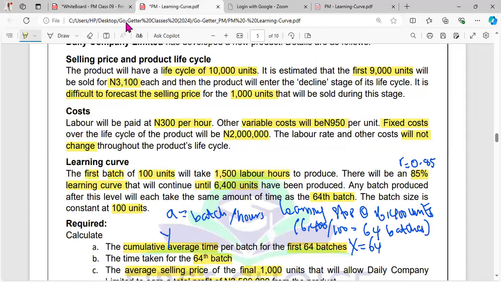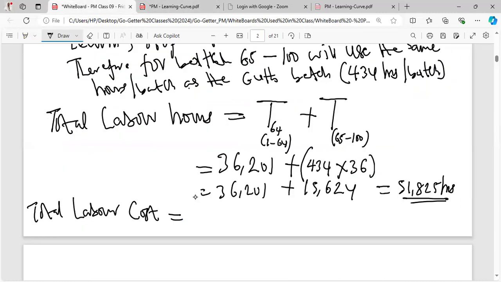Hours. This is my total labor hours. Our labor we paid at 300 naira per hour. They say the labor rates will not change. 300 naira per hour multiplied by 51,825 hours. That will give me how many naira or dollars?